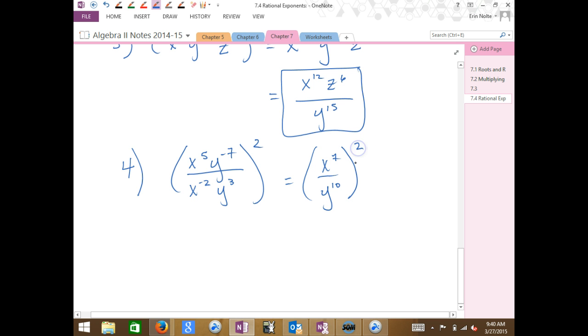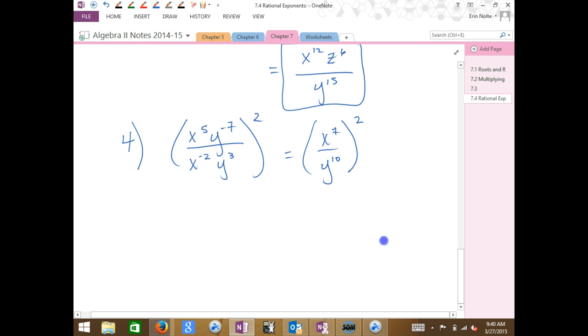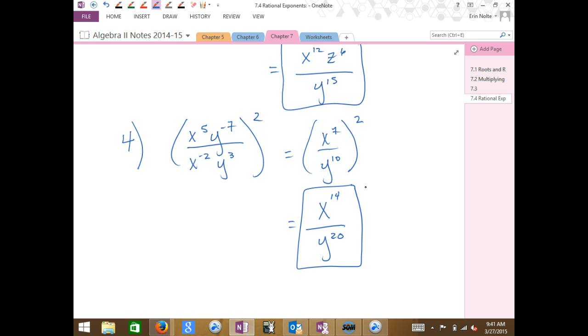Okay, so now I can deal with the 2. What am I going to do with those 2 exponents? Just multiply them. So I'm going to get x to the 14th over y to the 20th. That one make sense? When they're being divided, yep, exactly. Yep. All right.